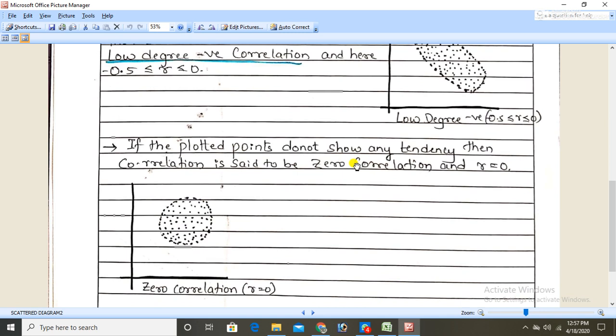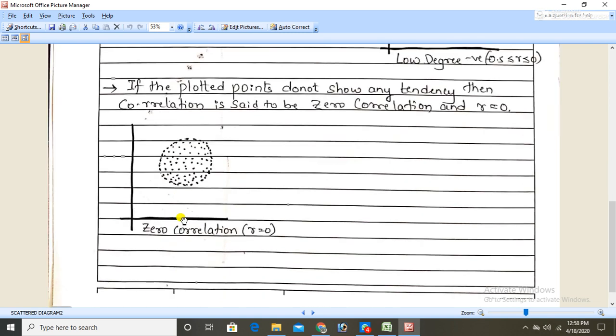And the last one: if the plotted points do not show any tendency, tendency meaning increasing or decreasing tendency, then the correlation is said to be zero correlation, and here r is equal to 0. Look at the diagram: no decreasing or increasing tendency.